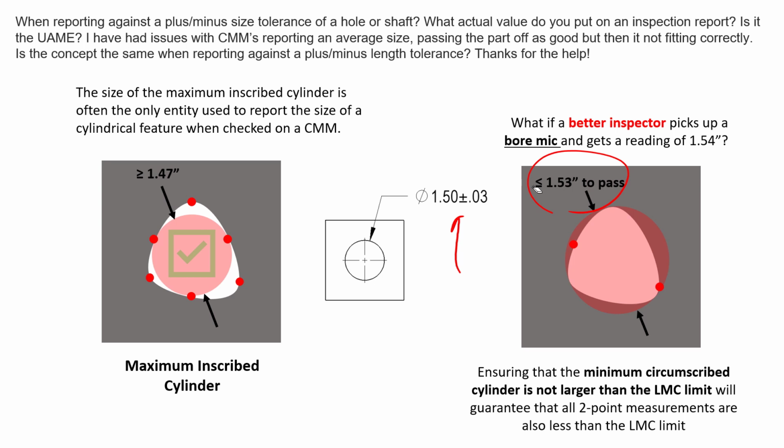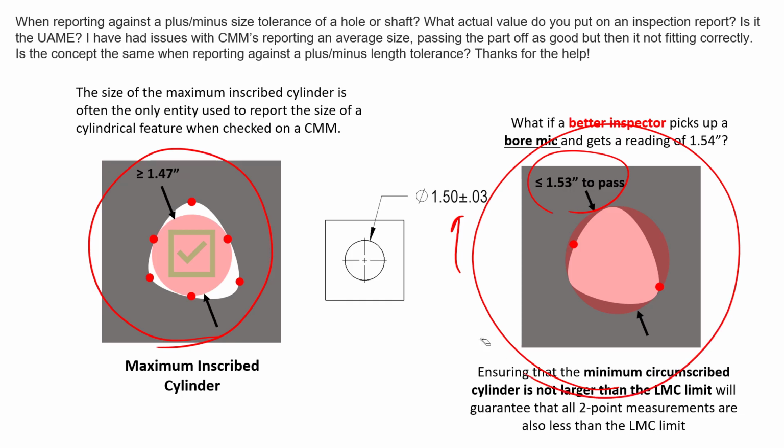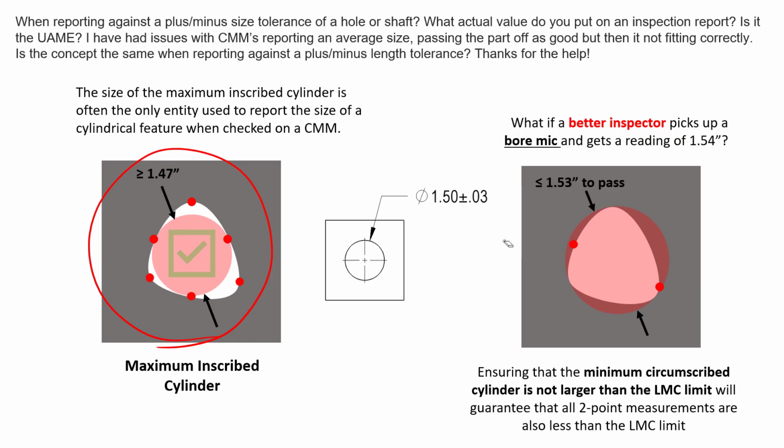We had an envelope check and a local size check. This is checking the envelope using the maximum inscribed cylinder, and this is checking the local sizes, because if this point went out this way or this point went out that way, this minimum circumscribed cylinder would also grow. And so as long as that minimum circumscribed cylinder is smaller than our LMC limit, we have checked local sizes as well. So we're going to use both those cylinders to check our feature of size.